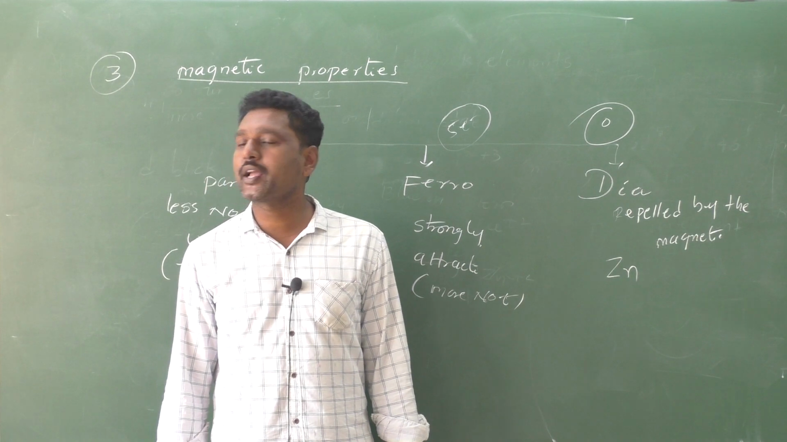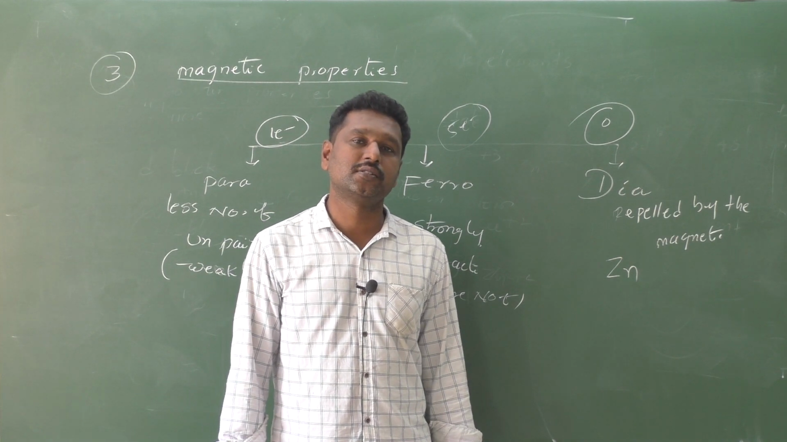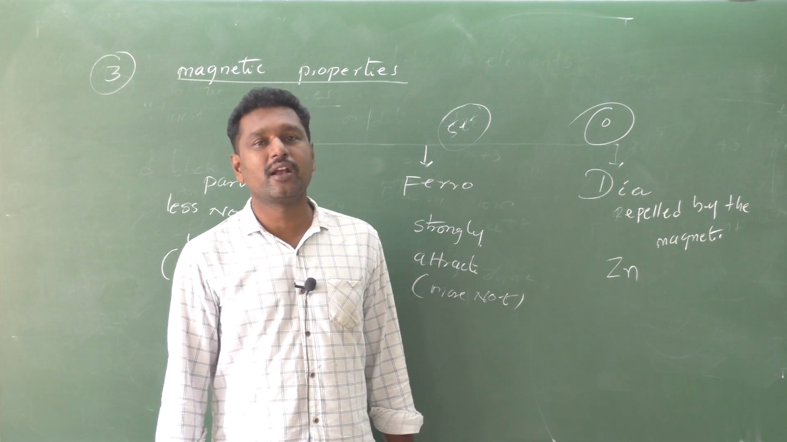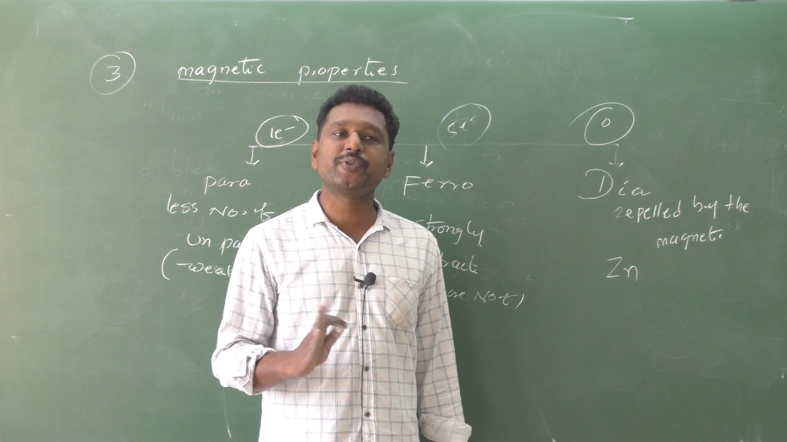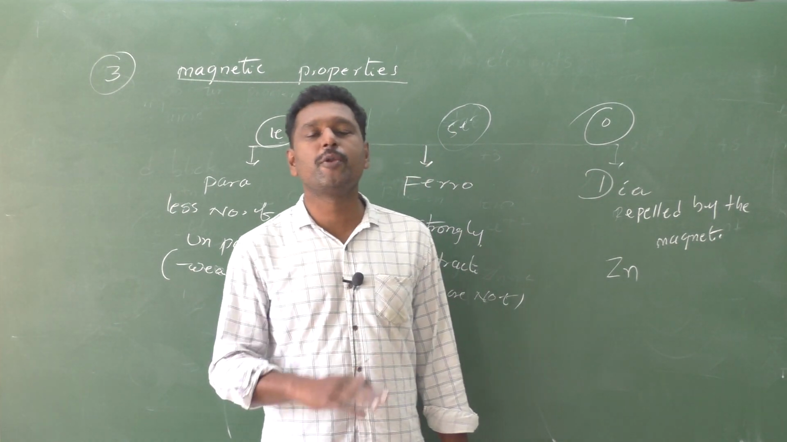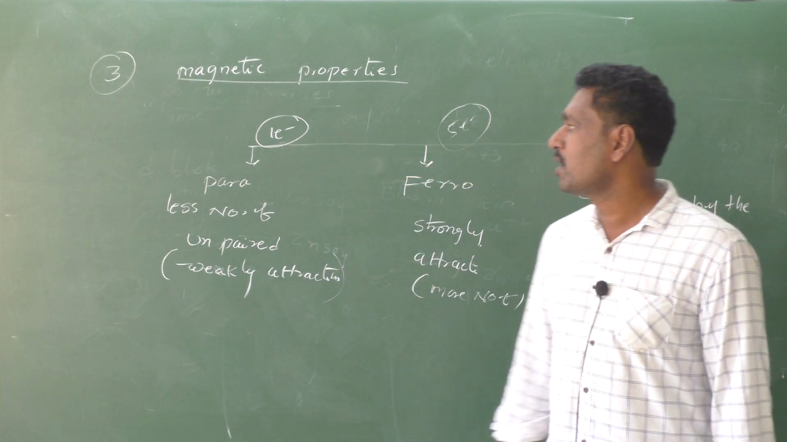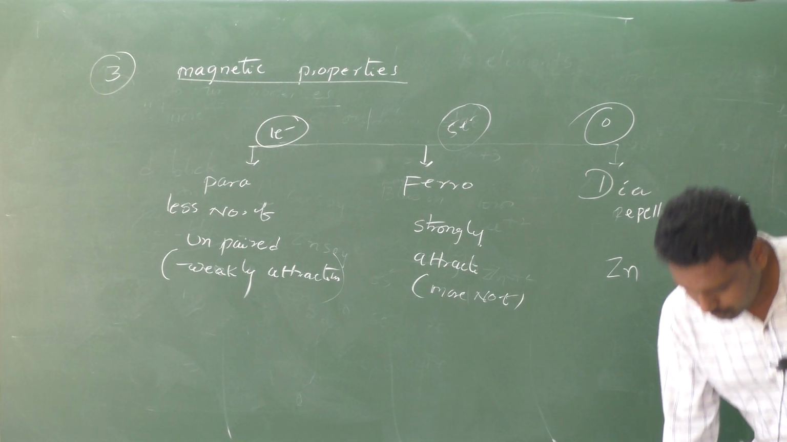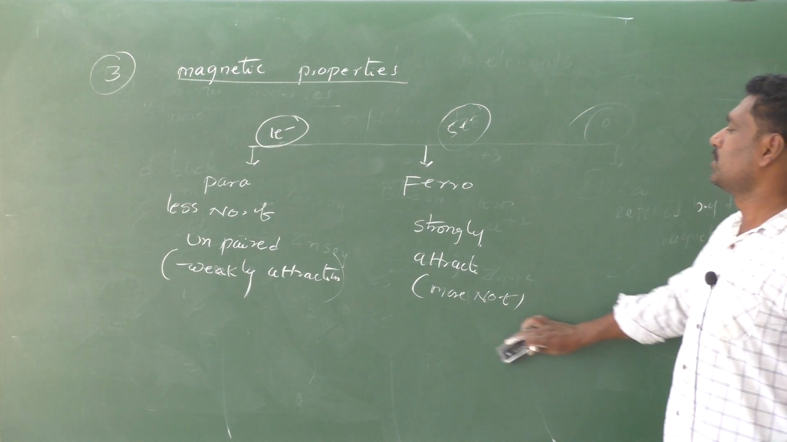Next one, diamagnetic substances. The substances which have no unpaired electrons are repelled by the magnetic field. So this is also one of the properties to separate d block elements and transition elements from the d block elements. Therefore it is also one of the transition properties. After that, we discuss other transition properties.